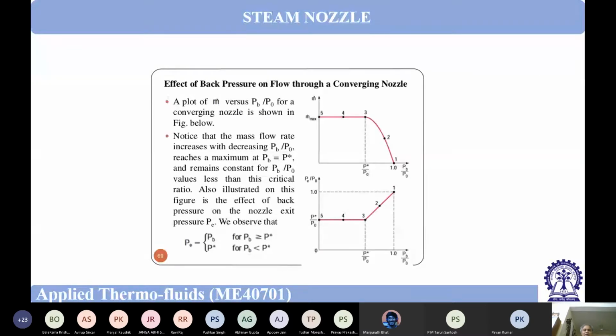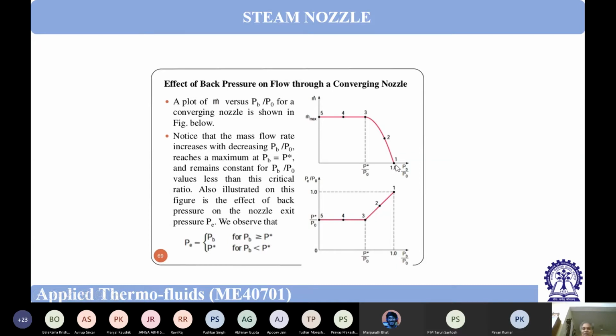So we are considering a convergent nozzle. A convergent nozzle, and the pressure at the end of the nozzle, just a minute, that is PB or back pressure. All right, PB or back pressure. And initially the back pressure is high enough and it is equal to the stagnation pressure. So PB by P0 is equal to 1 to start with.